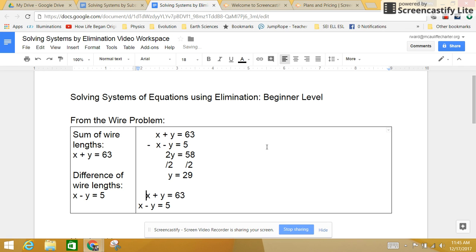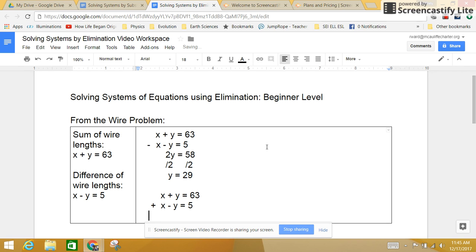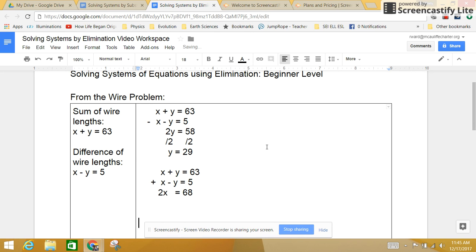Okay, now I'm going to do the same equations. In this case, I'm going to add them. When I add them, I'm going to end up with 2x, y plus negative y is nothing, and 63 plus 5 is 68. I'm going to have to divide both sides by 2, and x equals 34.